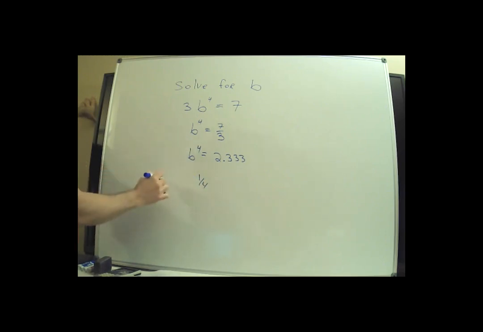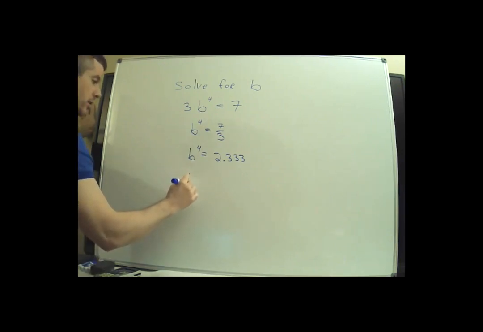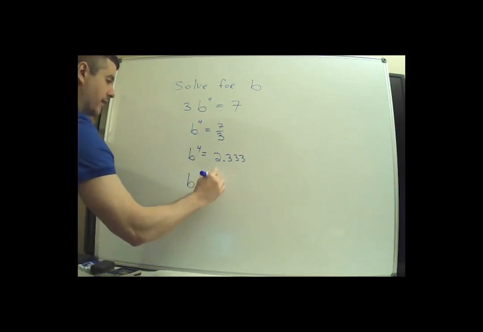If this had been b to the 3rd, you would do the cube root. If this was b squared, you would do the square root, right? You guys already know that. If it was b squared, you would take the square root of both sides. If it was b to the 3rd, you take the cube root of both sides. To get rid of b to the 4th, I have to do the 1/4 root of both sides. So I have to take the 4th root.